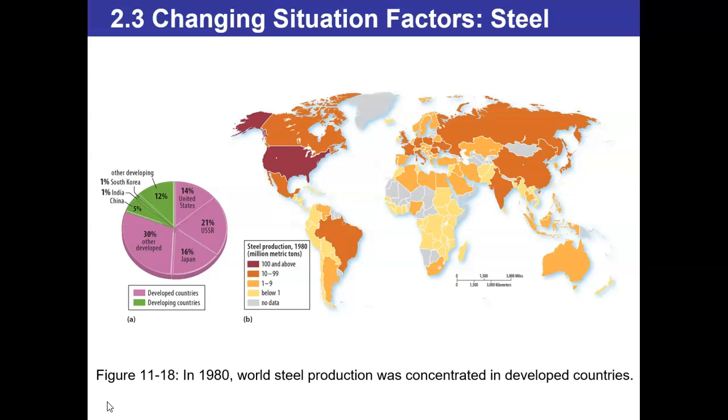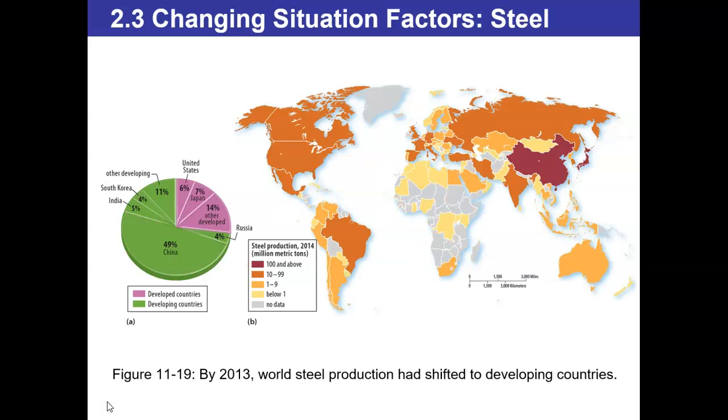Figure 11-18 shows that in 1980, world steel production was concentrated in developed countries. And although this figure is a little dated, figure 11-19 shows that by 2013, world steel production had shifted to developing countries, again demonstrating that China has taken the lead as the world's leading producer of steel.